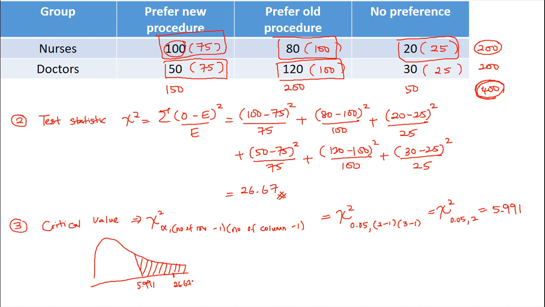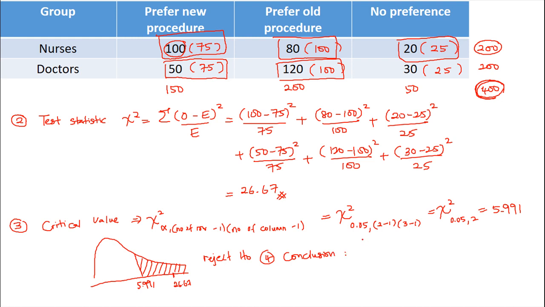That means we have to reject H naught. That means we have enough evidence to support the claim that the opinion is related to profession. So now we have to reject H naught, and you have to make the conclusion. Okay, so this is the fourth step, conclusion.